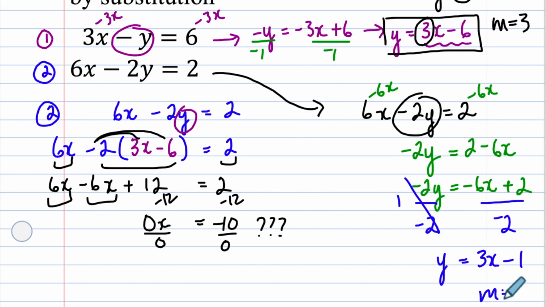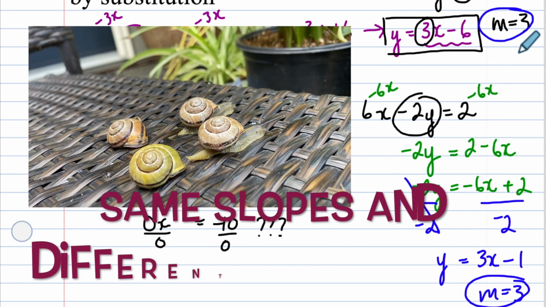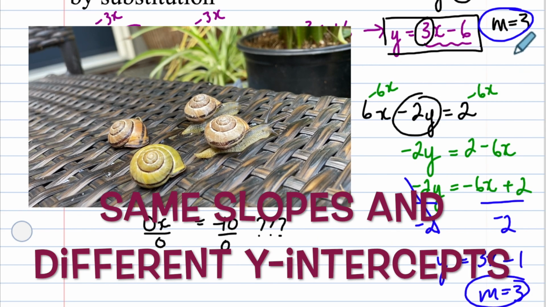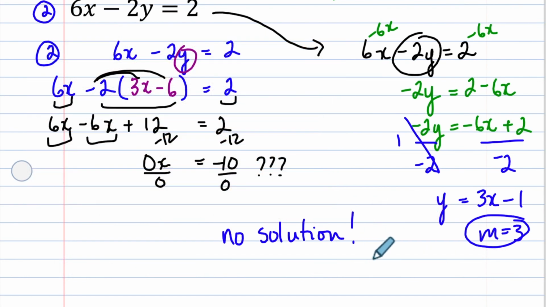Look at that. Slope is 3 here. What do we know about slopes? When two lines have the same slopes, they're parallel. They'll never hit. I think you figured it out. No solution, because the lines are parallel.